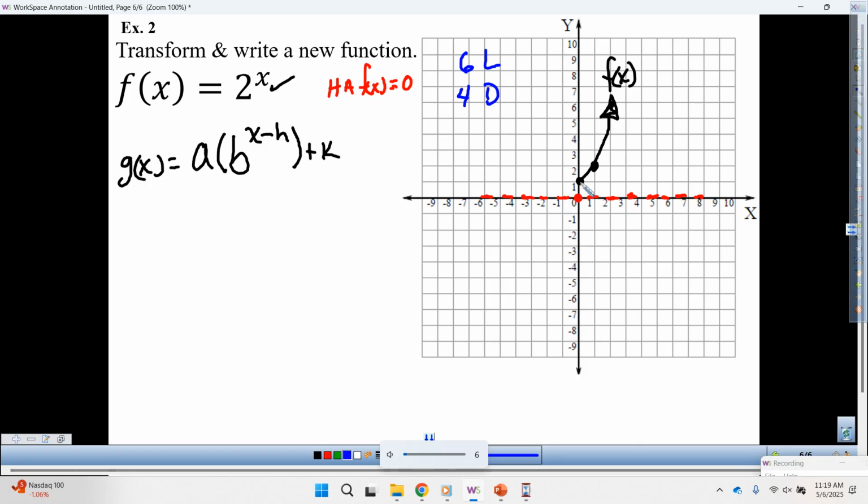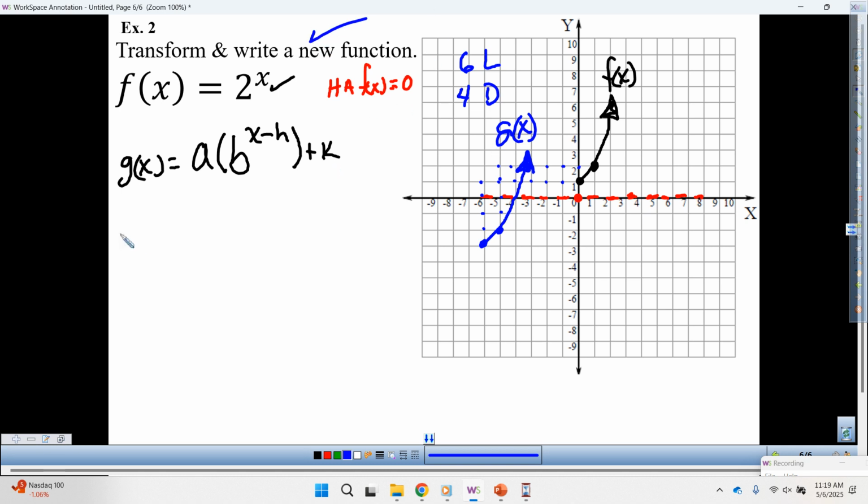All right, so here goes. 1, 2, 3, 4, 5, 6. 4 down: 1, 2, 3, 4. This one: 1, 2, 3, 4, 5, 6, and 1, 2, 3, 4. And we're going to label that g of x. So, with that said, now we need to write our new function.